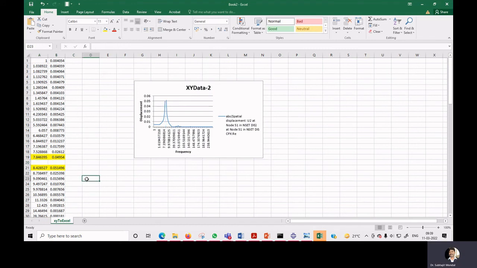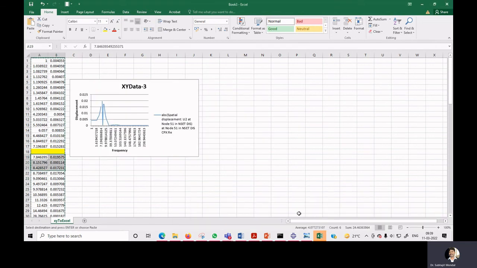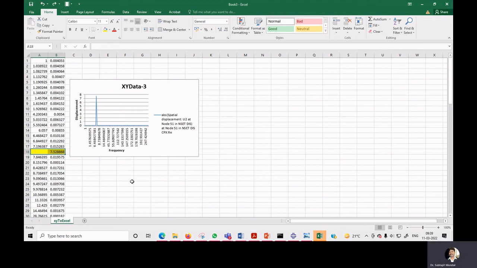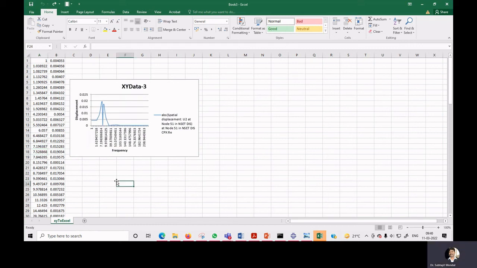Okay, now we have one data set where all magnitudes are. So now we have XY data set 2. Similarly here also we are going to delete our anti-resonance point, which is coming at 8.15. This is your anti-resonance point. We just delete it.